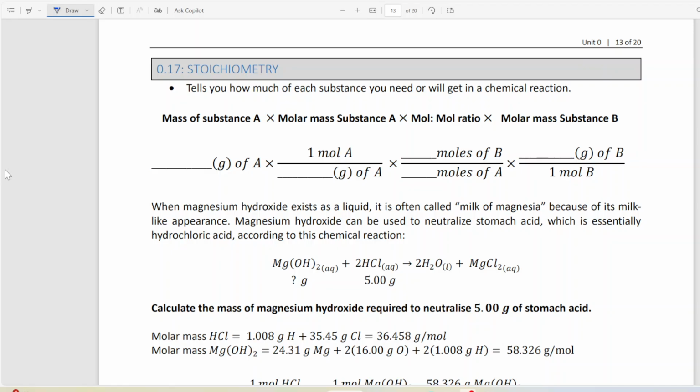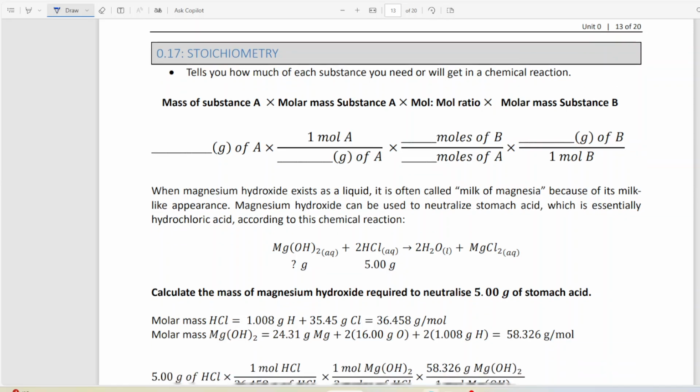So the whole purpose of moles is that 1 mole of substance A would be equivalent to 1 mole of substance B. So if you are given something in grams, you're going to use the molar mass to convert to moles. And then you're going to use the mole to mole ratio in a balanced equation to convert to moles of the second substance, or substance B. And then you can convert from moles of substance B into grams of substance B. So let's look at an example.